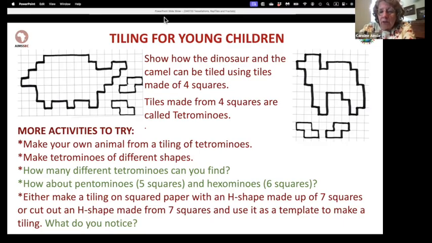Now, great questions to ask are, what do you notice? How many different tetrominoes can you find? How many shapes can you make out of 4 squares that will do the activity of tiling or tessellation, depending which way around it is, will fill the space? What shapes can you make out of 4?